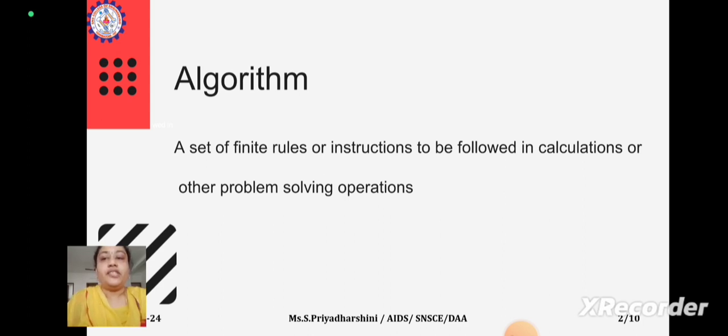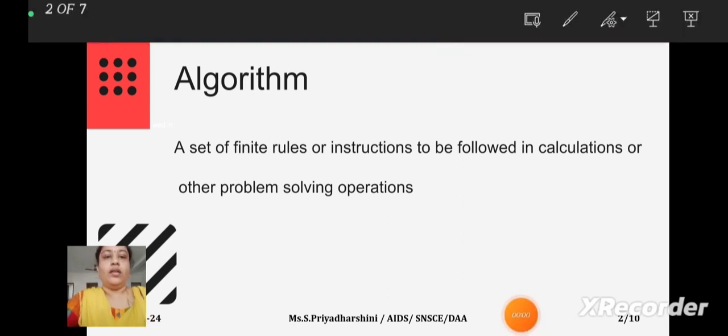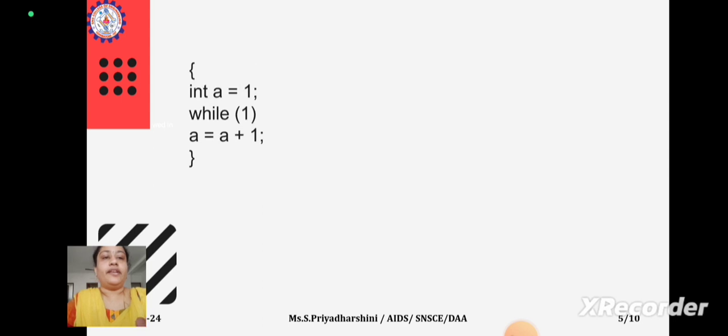Remember the characteristics of an algorithm. First, it should contain a finite number of steps. The work we have to do is finite, which means the number of instructions should also be finite. And in executing an instruction, finite time should be taken. For example, if I write int a is equal to 1, while of 1, and inside that a is equal to a plus 1, then obviously the statement a is equal to a plus 1 will execute an infinite number of times. So you don't have to write any algorithm of this type. It should contain only a finite number of instructions, and each instruction should take finite time to get executed.